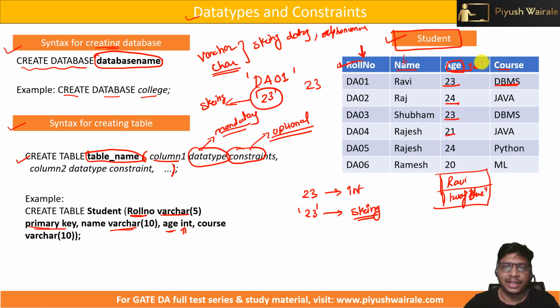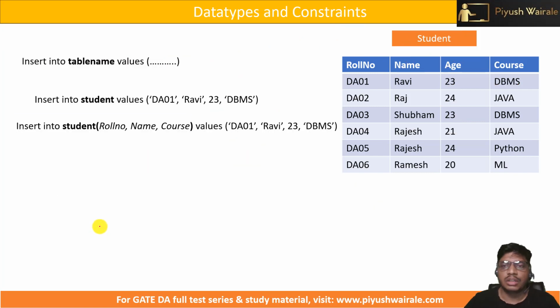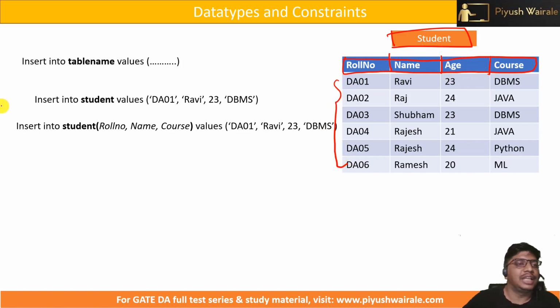I hope you got an overall idea of how to create a table. A table will have rows and columns, and we have created the columns with a particular data type and constraint. Now we have created a structure of a database having table name and columns along with data types and constraints. But how to insert those records? For that, we have the INSERT statement. So this is the syntax for the insert statement.